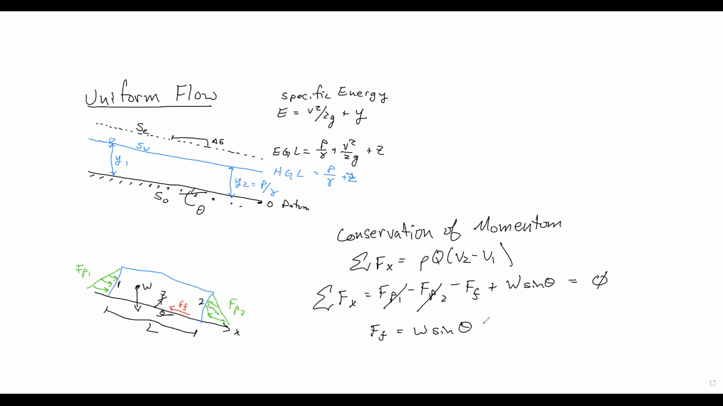We can extrapolate this out a little bit more. So the weight is going to be equal to the specific weight, so this is weight over volume, times the volume. That would be our cross-sectional area, so that's just the area of the flow times the length times sine of theta.